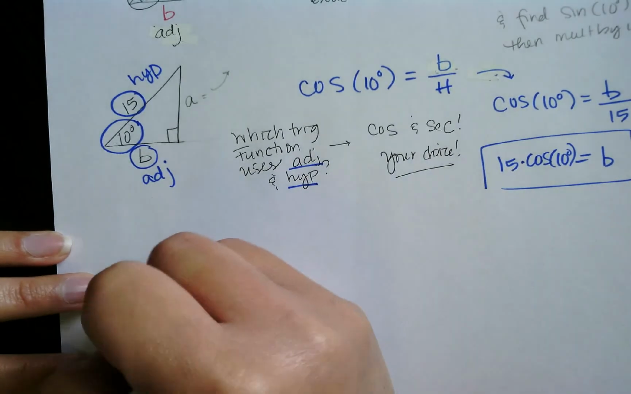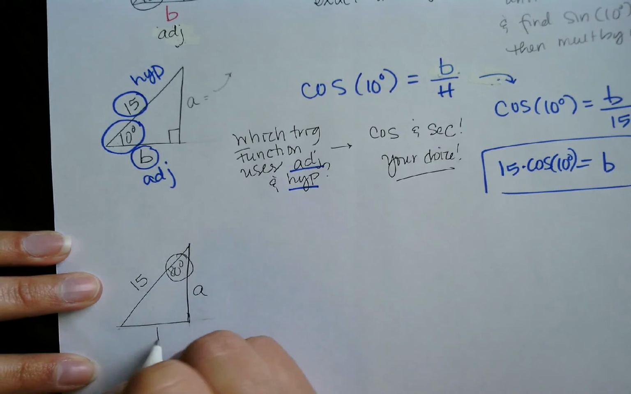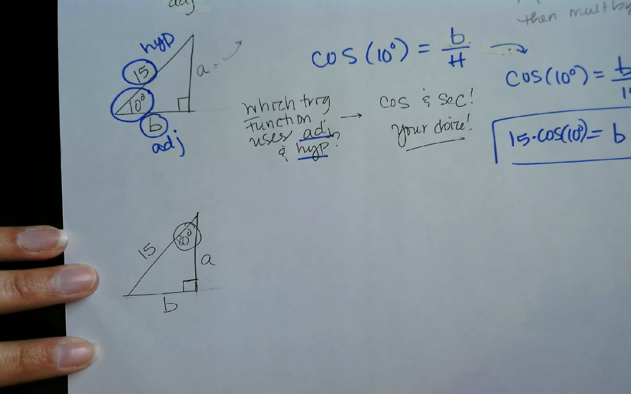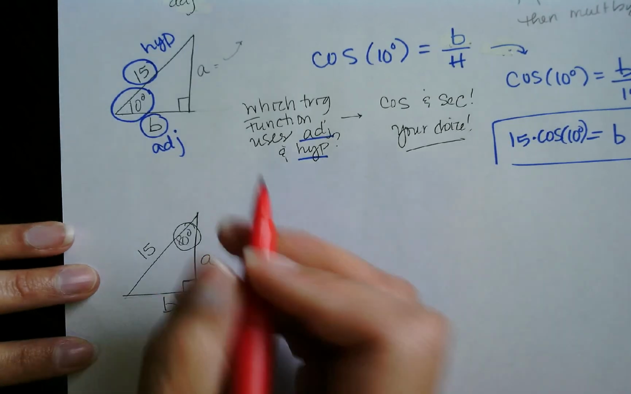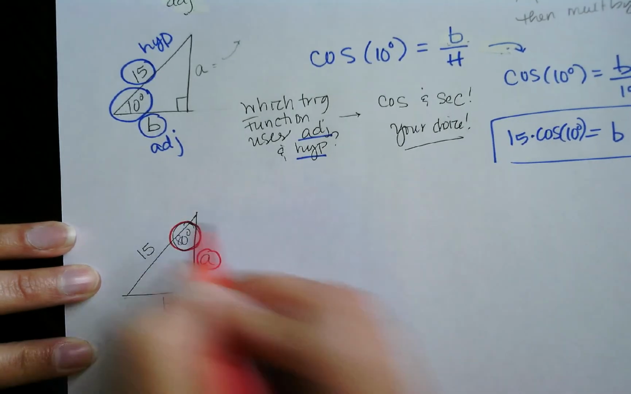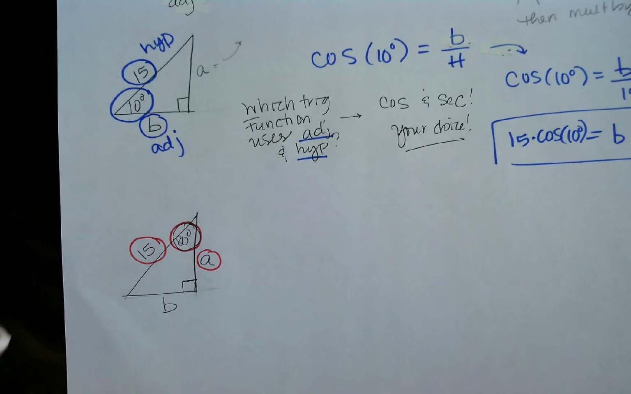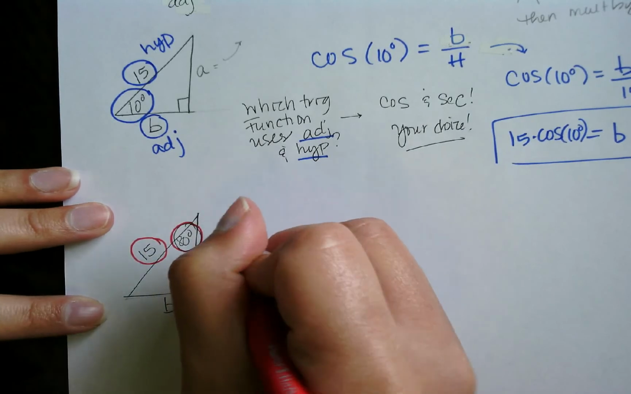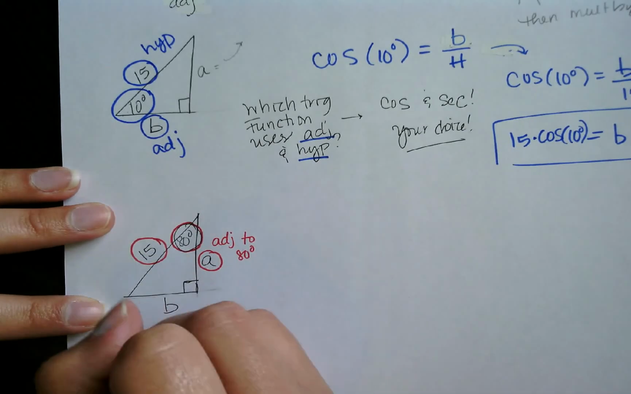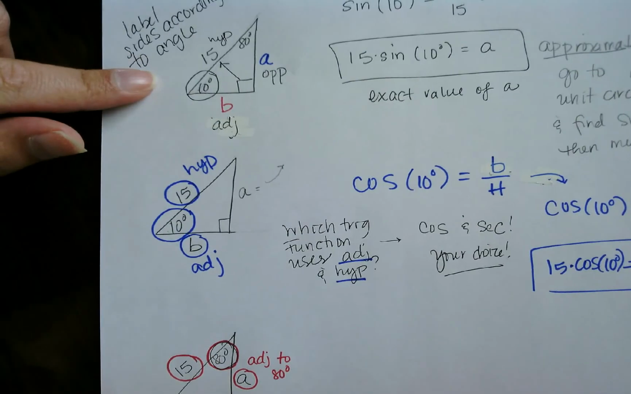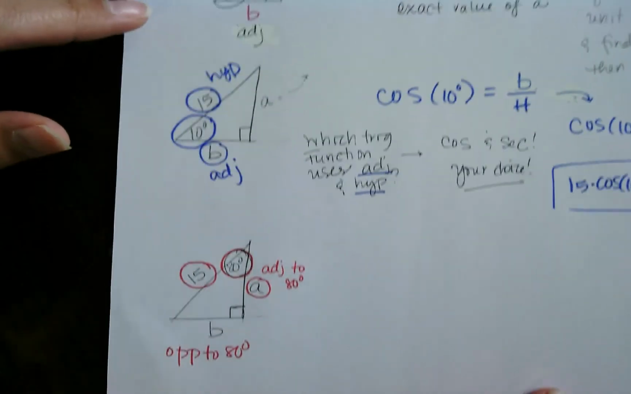If we use 80 degrees, 15 is still my hypotenuse. This is still a, this is still b. Okay, so we need to find both sides, a and b. So if I wanted to solve for a, I have to use a. I have to use 80 because that's the angle I chose, and 15 is the only other number. So those are the three I'm going to use, and let's label this according to 80 degrees. This is my adjacent, so adjacent to 80 degrees. This is opposite to 80 degrees. Our other labelings were different. Okay, we used it for 10 degrees.